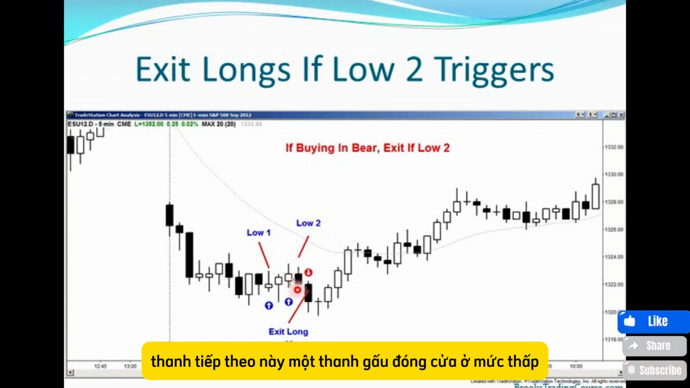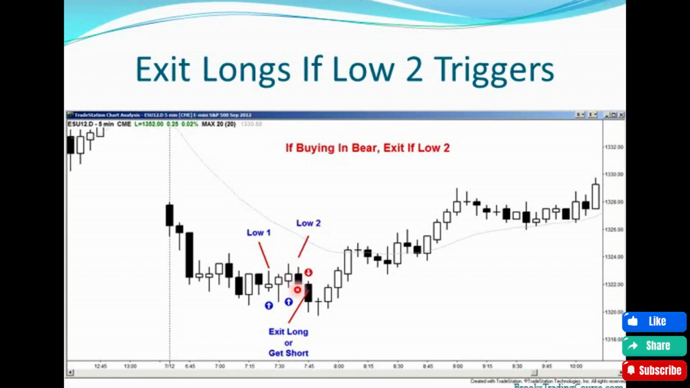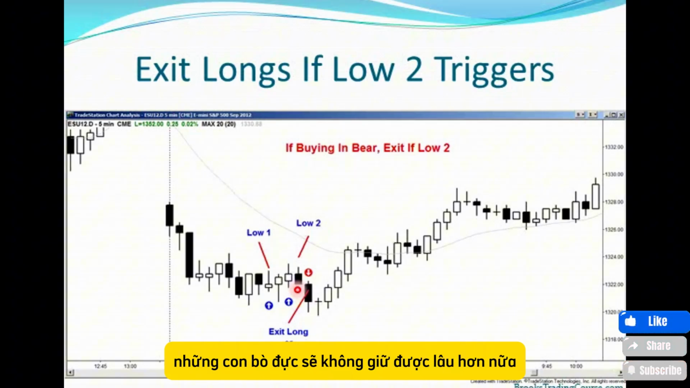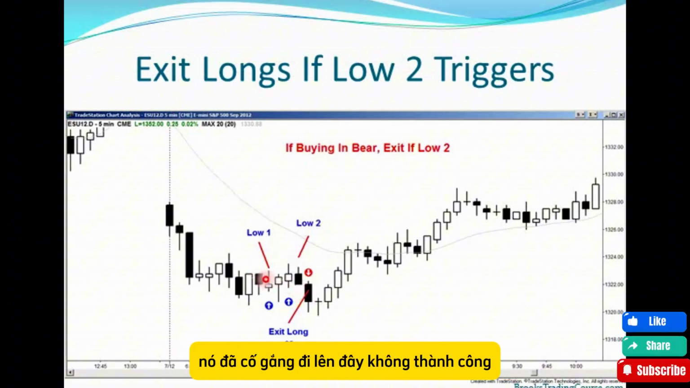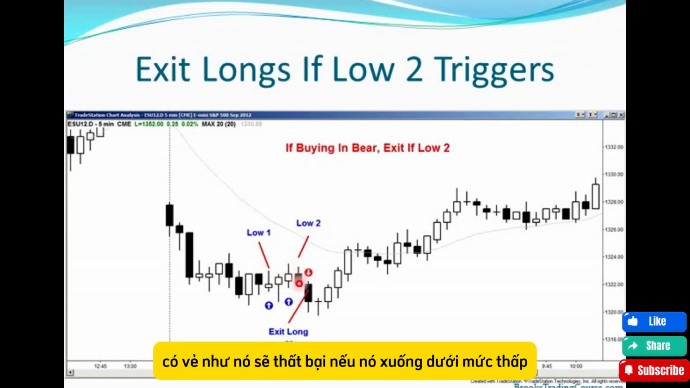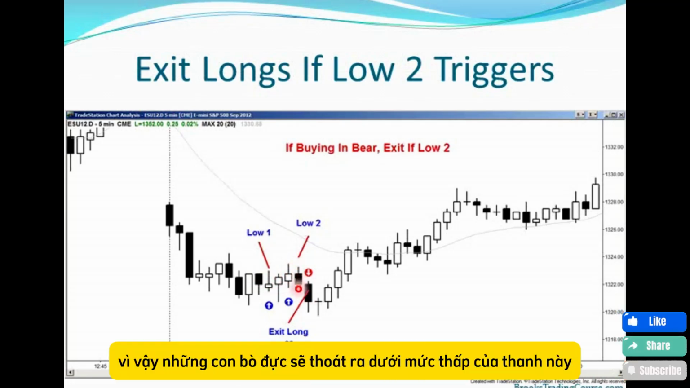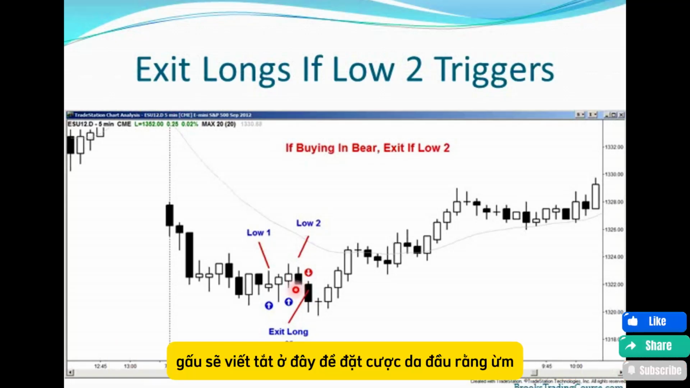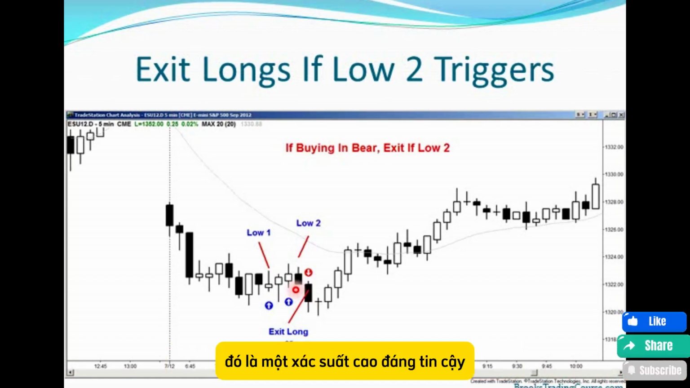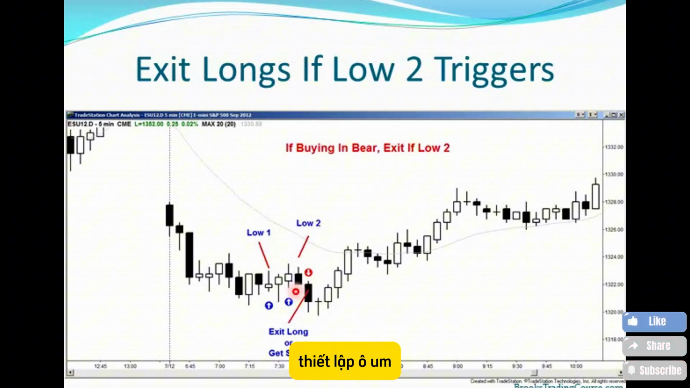So the bulls are getting pretty excited that they may be capturing the low of the day. However, this next bar, a bear bar closing on its low, the bulls won't hold any longer. They'll look at this and say, well, it tried to go up here, failed. Tried to go up here again, it looks like it's failing if it gets below the low of this bar. So the bulls will get out below the low of this bar. Bears will short here for a scalp, betting that it's a reliable, high probability sell setup. And there was enough room down here for a scalp.